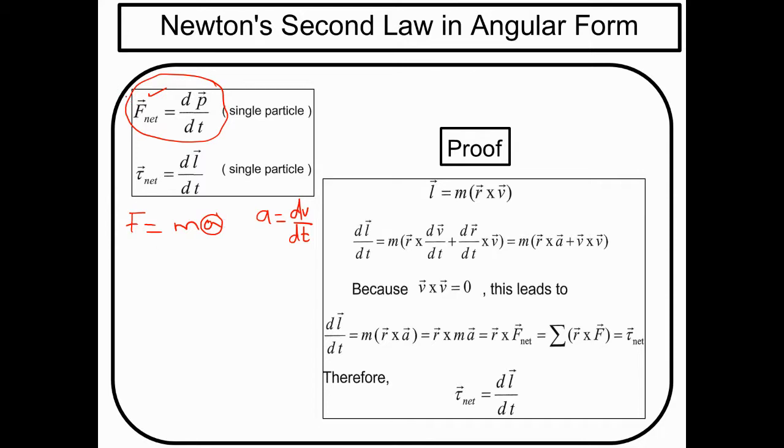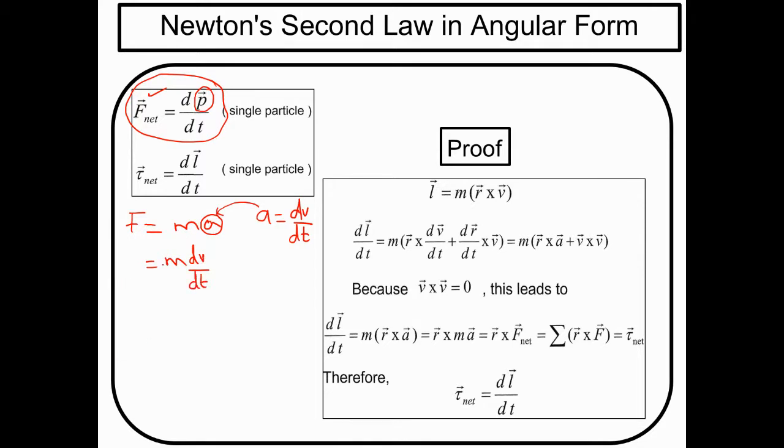The first equation: Newton's second law in the form of linear momentum. How did we get it? I am using Newton's second law, F equals ma, and we know the instantaneous acceleration a equals dv over dt. So I substitute here. If you substitute, what will you get? I will get m dv over dt. Am I right?